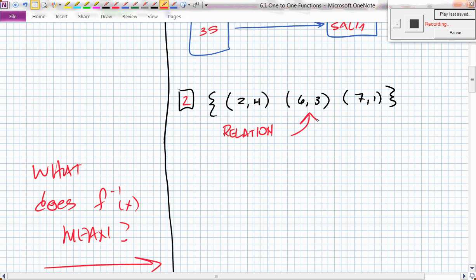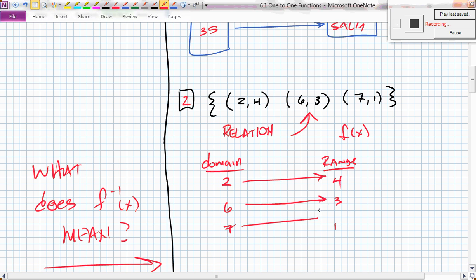In this relation, can you tell me the domain? It would be 2, 6, and 7. What would the range be? It would be 4, 3, and then 1. And would you agree or disagree that this represents a function, f of x? Yes, it does. How come? Because every input has a unique output, just like you said in the beginning.